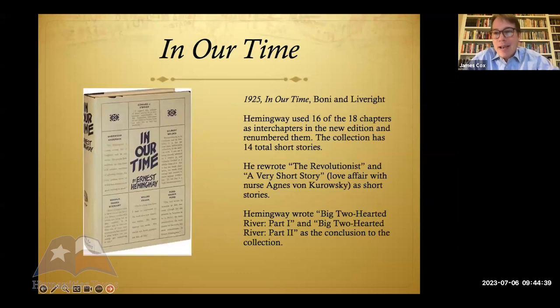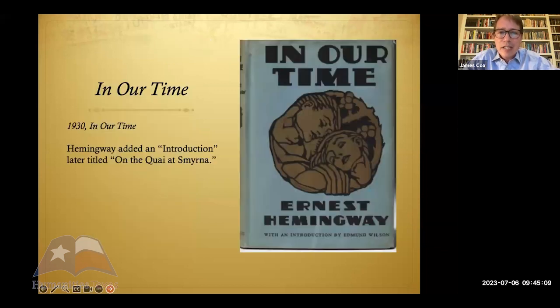And then it came out again a year later. This is in 3 years. This is the 3rd edition. He reused some of it. He rearranged some of it. He added a very short story, the one about his love affair with Agnes von Kurowski that ended so traumatically for poor young Ernest. And then he added Big Two-Hearted River Part 1 and Part 2. These are very frequently anthologized short stories. So maybe some of you have the opportunity to teach them.